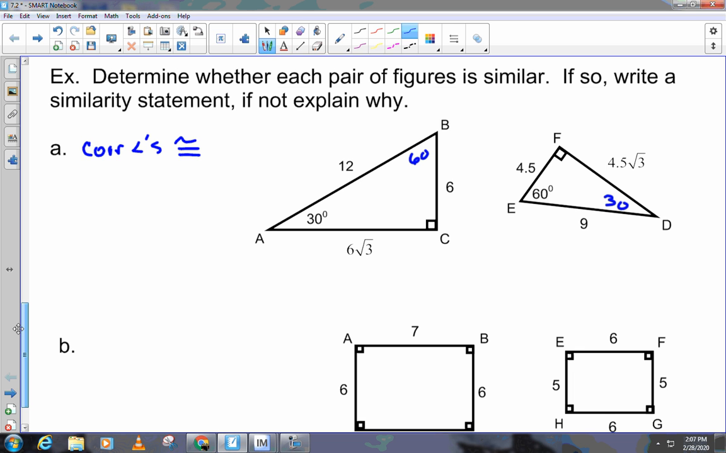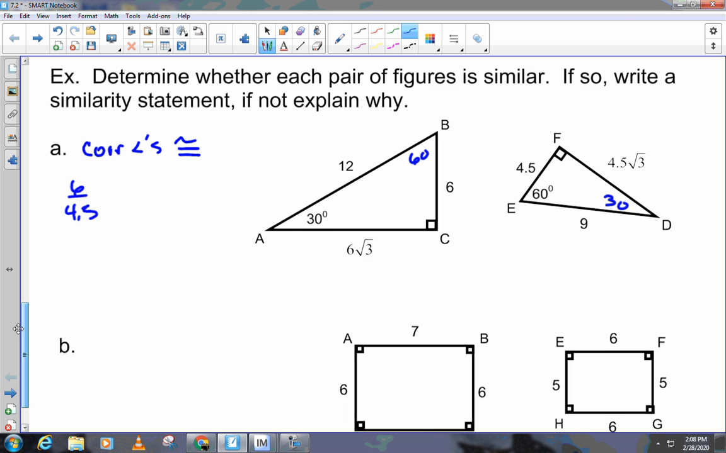The second thing I have to check is, do the corresponding sides match up? Are they proportional? So you've got to make sure you match up the right ones. If you have your angle measures, I would choose the side across from the 60 is going to marry up with the side across from the 60. The side across from the 30 is going to marry up with the other side across from the 30. So I would do 6 is to 4.5. I would write that as a ratio.